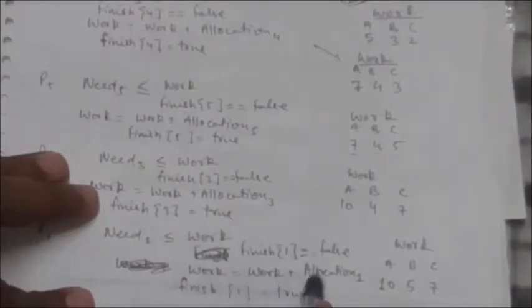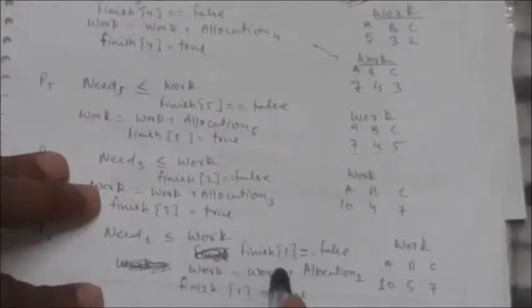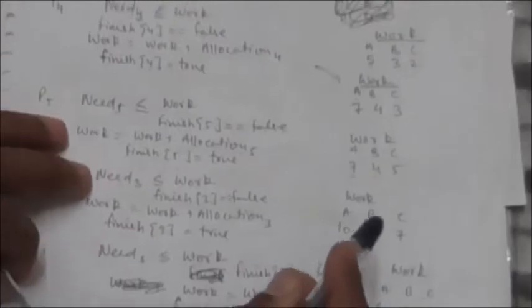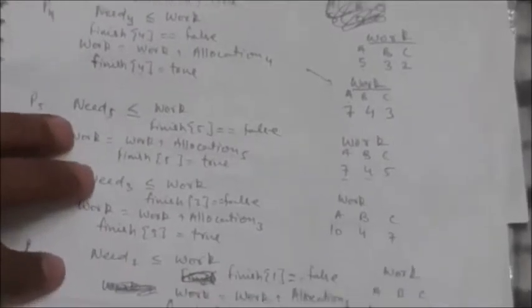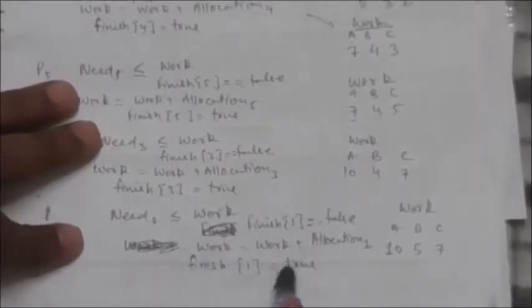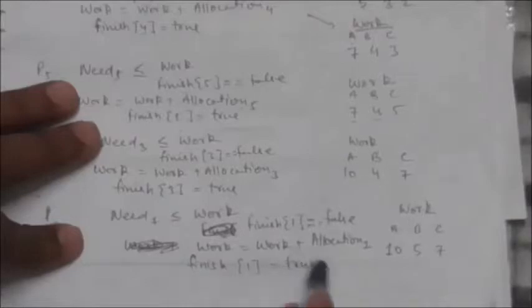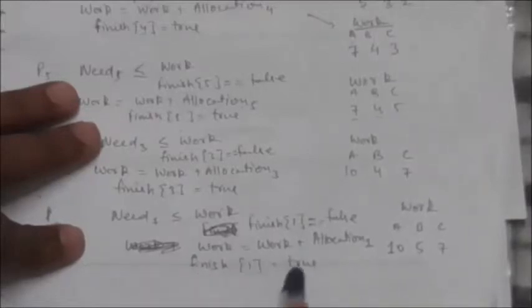So here we will update the value of work vector. To work vector we will add the first row of allocation matrix. The first row of allocation matrix is 0 1 0. So when we add 0 1 0 to work vector, the new value of work vector is 10 5 7. Now in finish vector at index 1, we will set the value true.